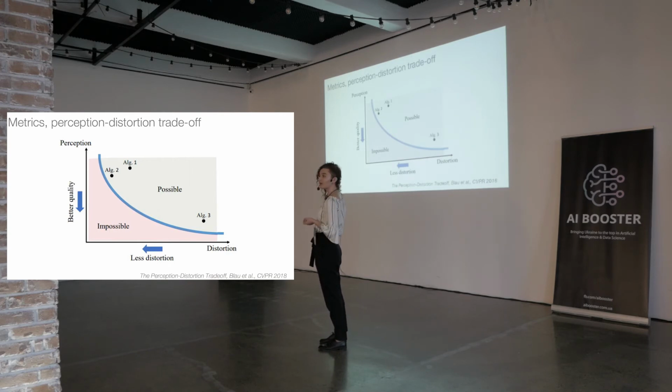And the guys from Technion, the same guys that came up with contextual loss, did a great paper on the trade-off between perception and distortion. Apparently, they claim that it's impossible to have both.